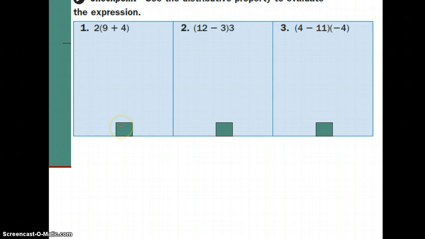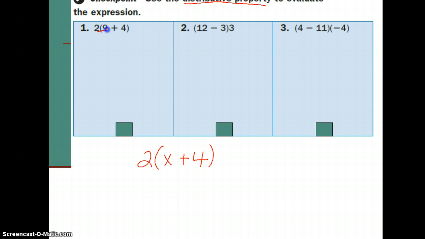This checkpoint, you need to use the distributive property to evaluate or solve the expression. Remember to use the distributive property. Do not just add the parentheses and multiply. Try to set it up using the distributive property because it is going to get harder when we put variables inside the parentheses. Pause the video and complete number 1.